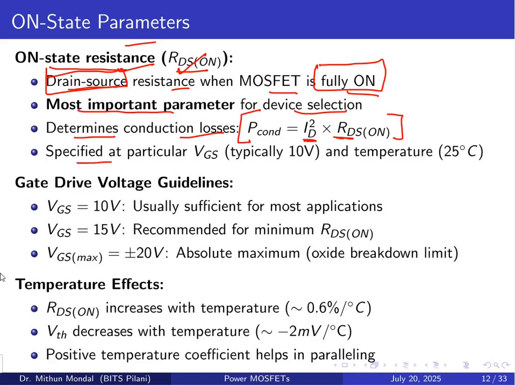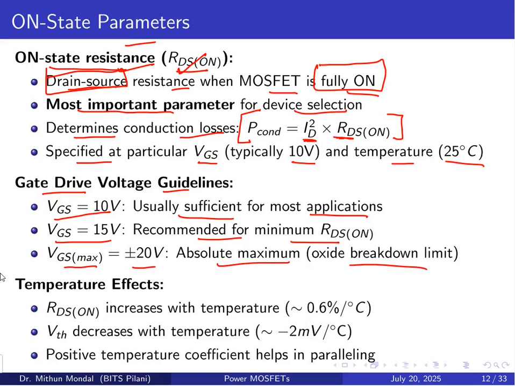This is specified at a particular gate to source voltage which is typically 10 volt, and temperature which is room temperature, which we take as 25 degree centigrade. The gate drive voltage guidelines say that the gate to source voltage of 10 volt is usually sufficient for most applications. Gate to source voltage of 15 volt is recommended for the minimum RDS on. And when the gate to source voltage is maximum, in and around plus minus 20 volt, this is the absolute maximum, generally the oxide breakdown limit. So these are the guidelines given for the gate to source voltage, how much we have to keep it.